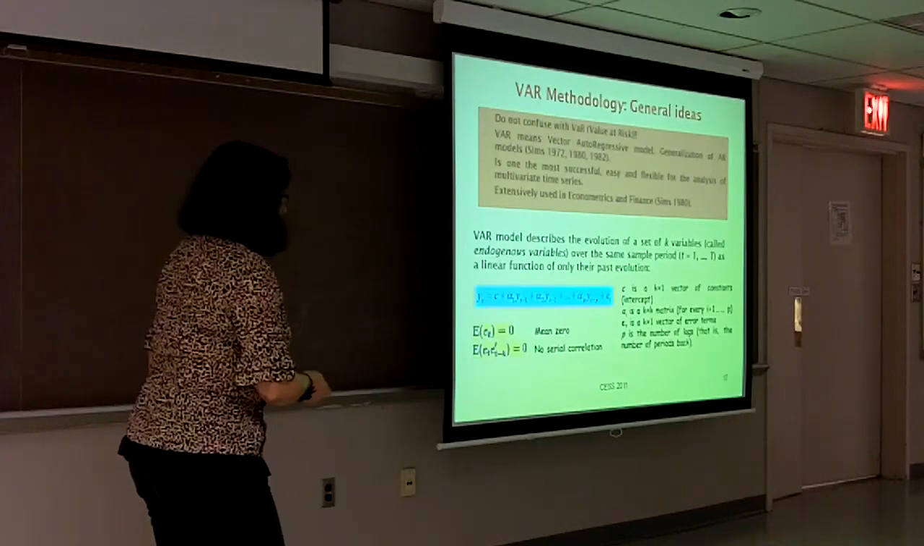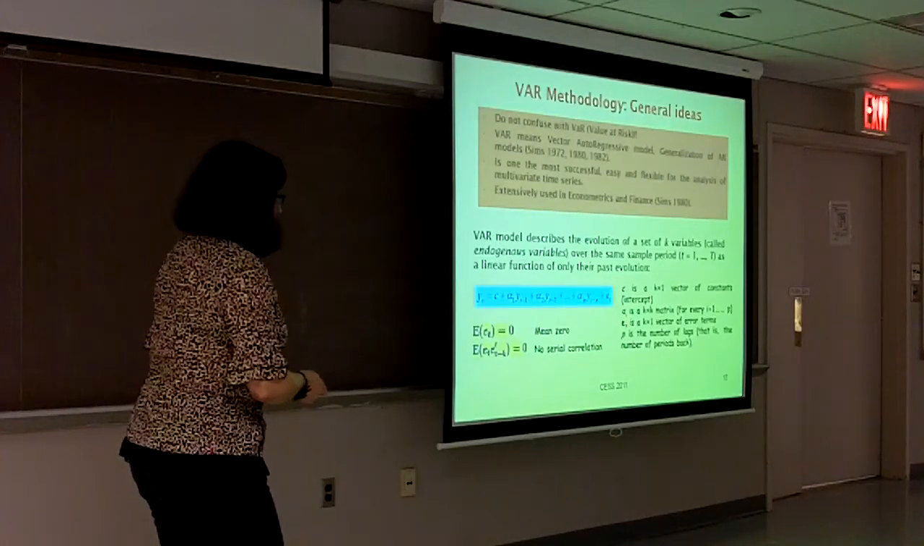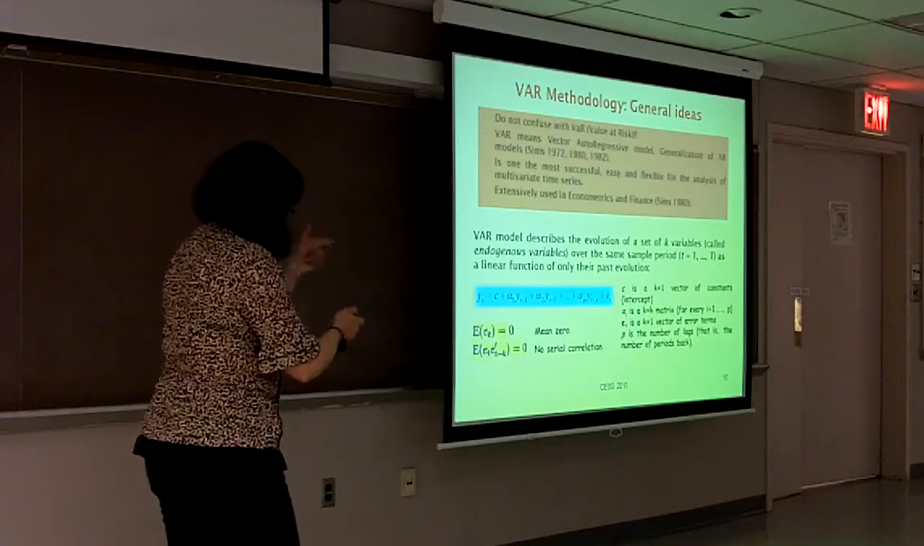The p is the number of lags that you are considering in your model. So what is the number of lags? It is the number of periods that you are going back in time for that variable.